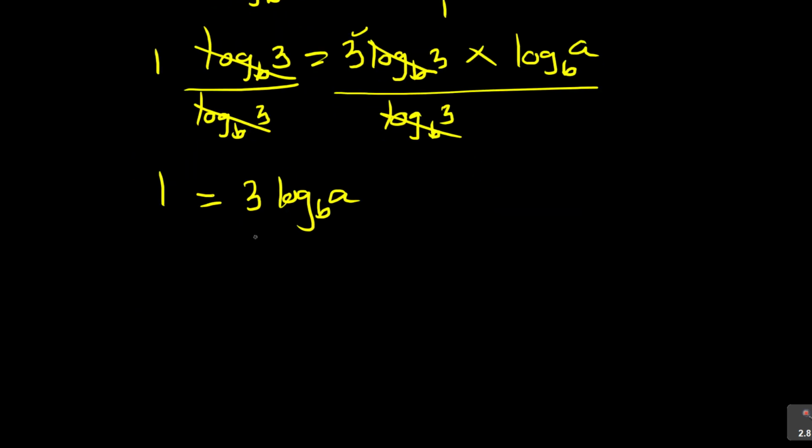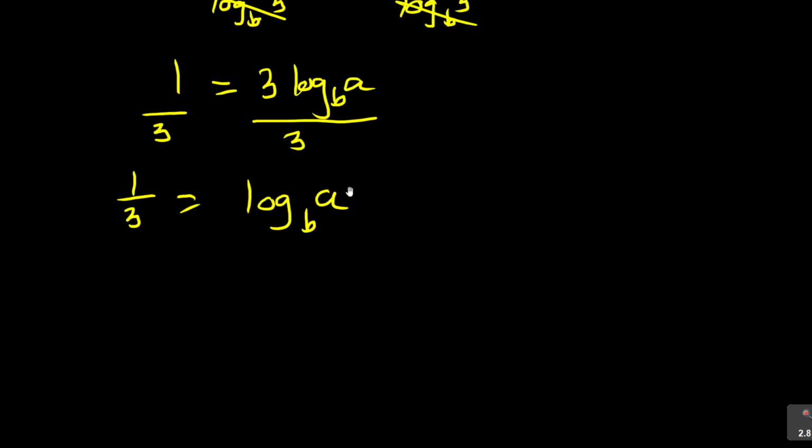This 3, what can we do now? Different things that we can do here. This 3, we can actually divide everything by 3. So 1 over 3 is equal to log base b of a. You see that now? We're here.